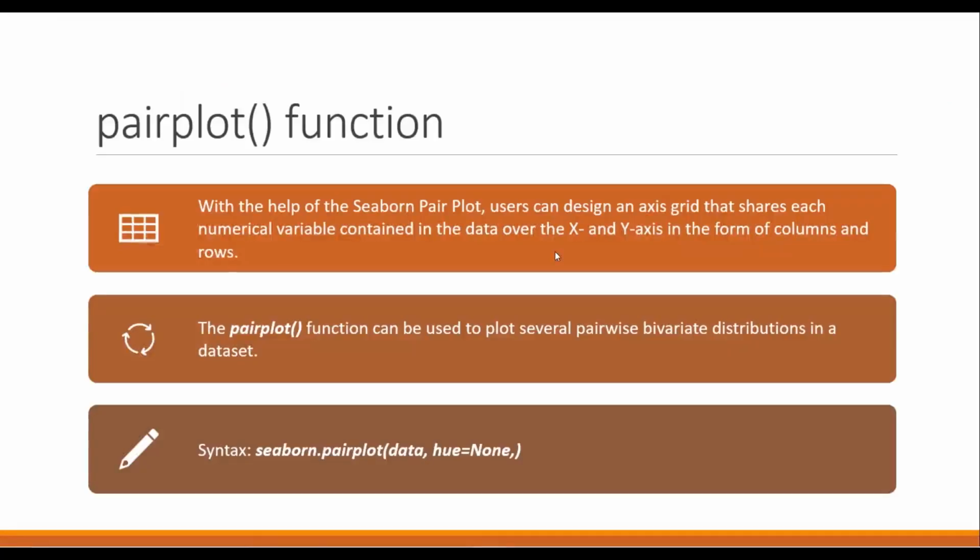So with this we have learned about the joint plot and the pair plot function in this video, and in the next video we will learn about the rug plot function, which is used to create a distribution plot in the Seaborn library.